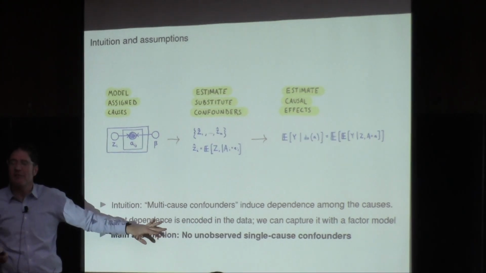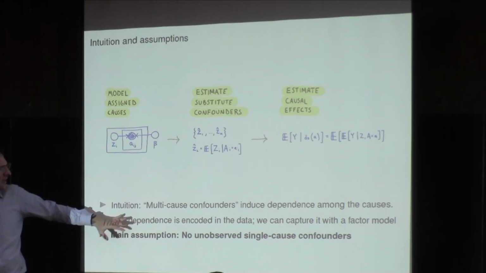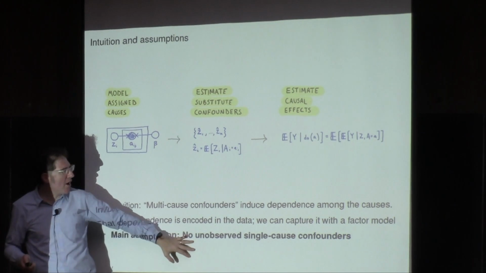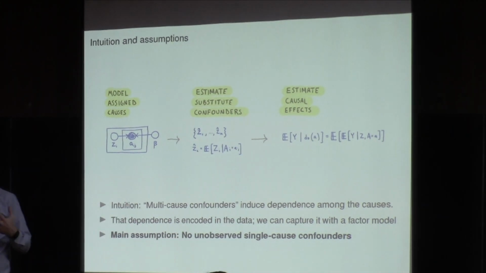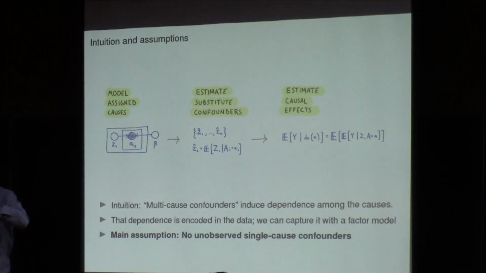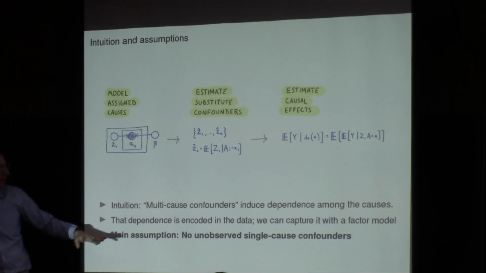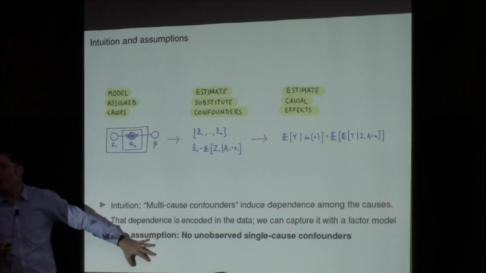Okay, so your question about latent variables versus unobserved confounders, we'll get to that too. The main assumption is that there are no unobserved single cause confounders. So this is not magic. If there's an unobserved confounder that only affects whether or not Sean Connery's in the movie and affects the revenue of the movie, then we cannot handle that confounder.